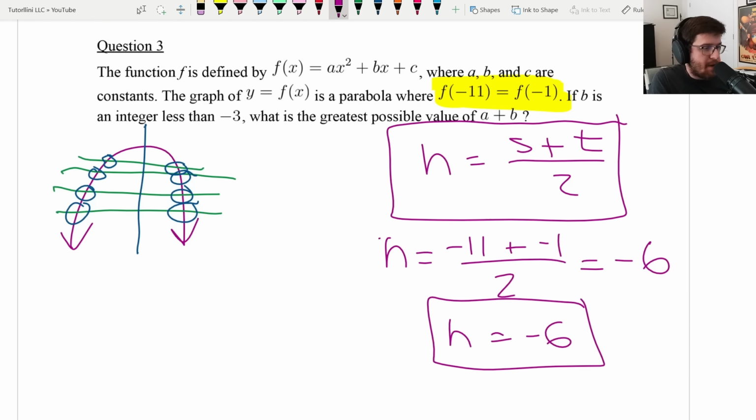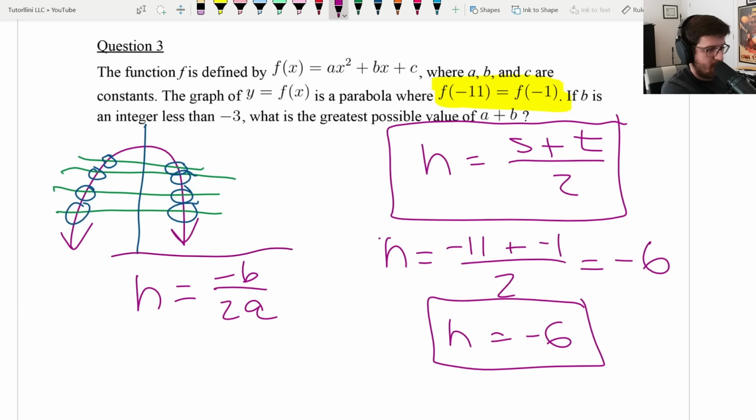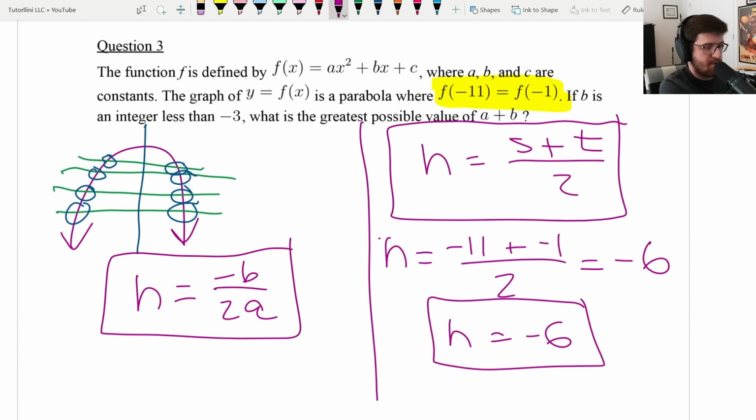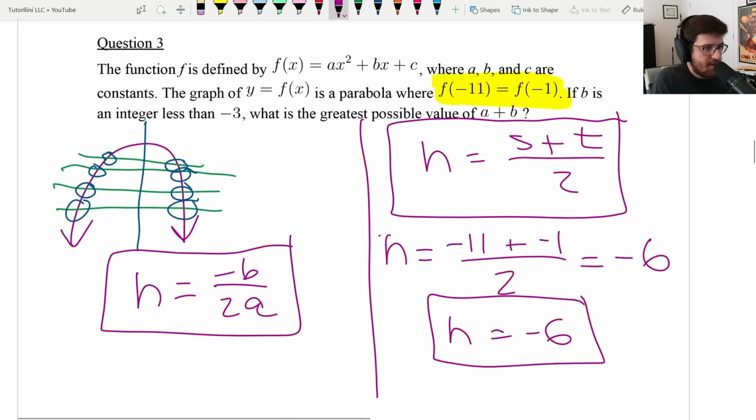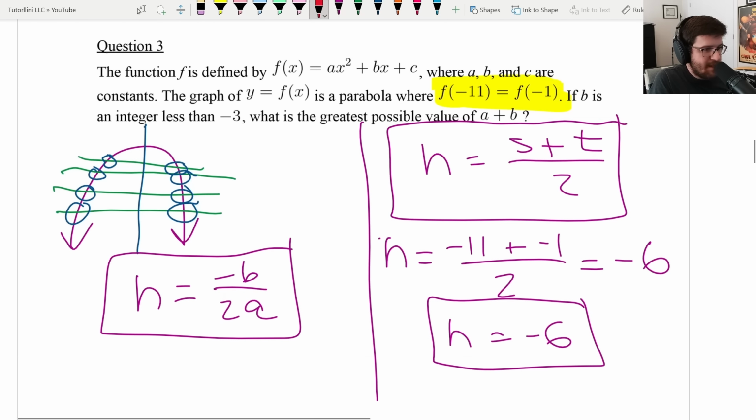Okay, now it's asking me about a plus b. So we also need to know this equation. H equals negative b over 2a. That is also super, super important. So I see that it's going to be giving me information about b.